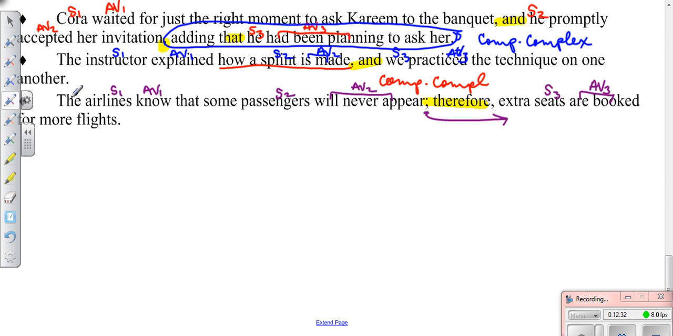One independent. The airlines know that some passengers, the airlines know, independent. That some passengers will never appear is the direct object noun clause. I have a clause, independent, independent. This is a compound complex sentence. And that is how you classify sentences according to structure.